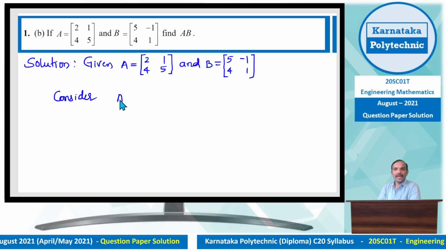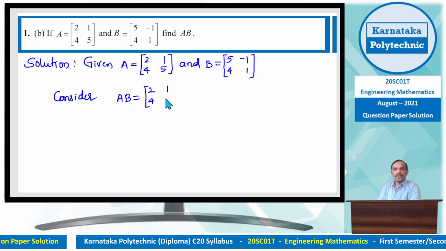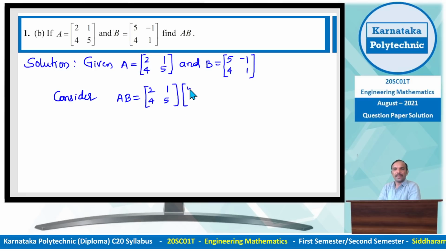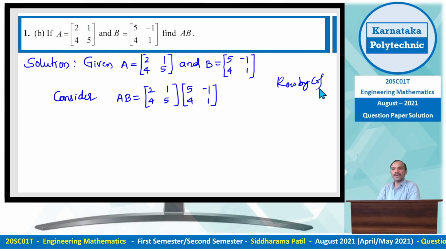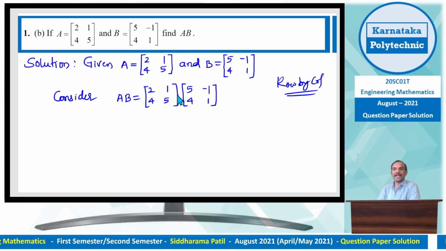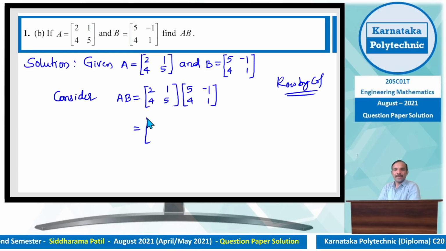Now consider A into B equals the matrix 2 1 4 5 into the matrix B, 5 minus 1 4 1. For matrix multiplication, you have to remember the row by column method: first row first column, first row second column, second row first column, second row second column, element by element multiplication. Now multiply one by one.